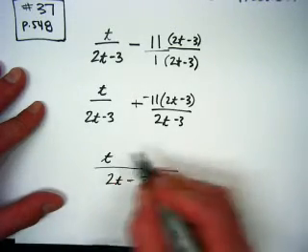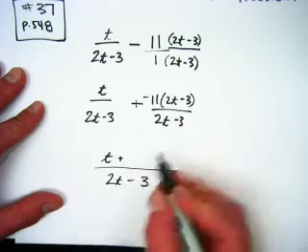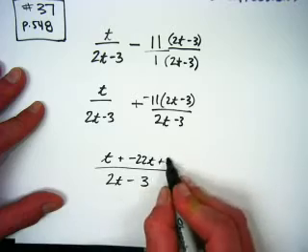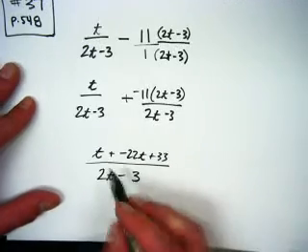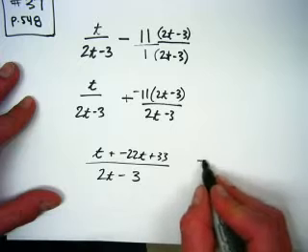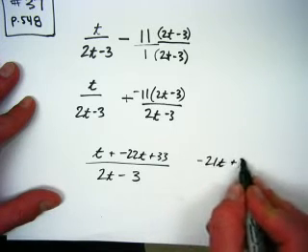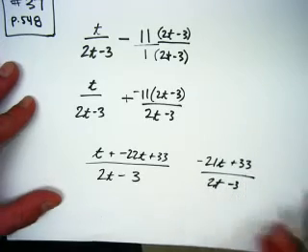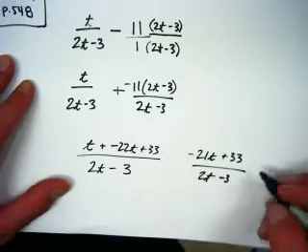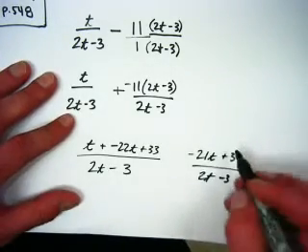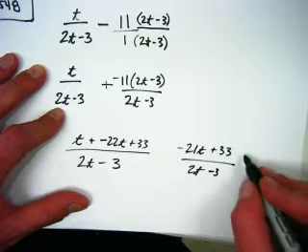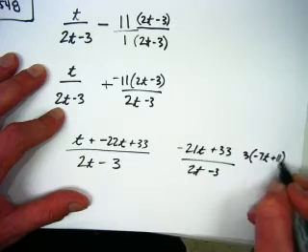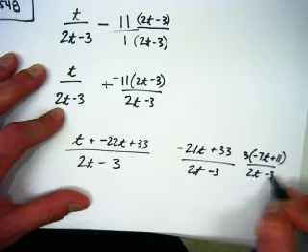So here we have t. Then I'm going to distribute this so it's plus, and then negative 11 times 2t is negative 22t plus 33. So t minus 22t is negative 21t plus 33 over 2t minus 3. Pretty much done. We should see if we can GCF some out. It looks like I can GCF out a 3. So I'll pull out a 3, and I'm left with negative 7t plus 11 over 2t minus 3.